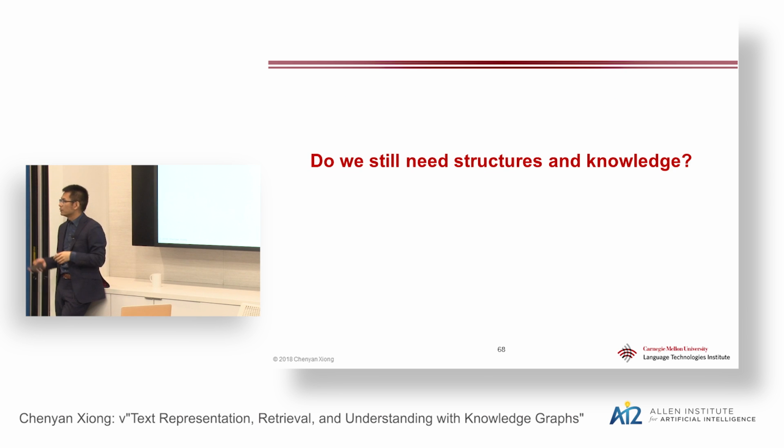Then do we still need structures or knowledge? Right? We have everything learned end to end. We also have n-grams to have phrases. We also have Salience to learn the phrase-level match. So what is the role of entities when you have a very large amount of training data and have your neural networks?